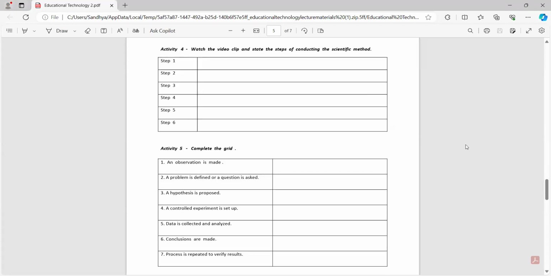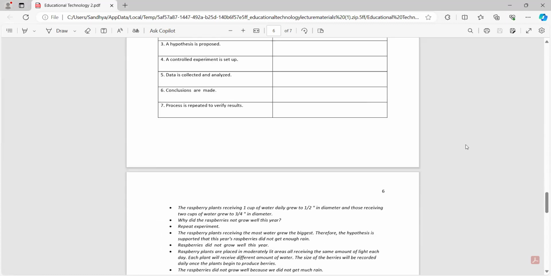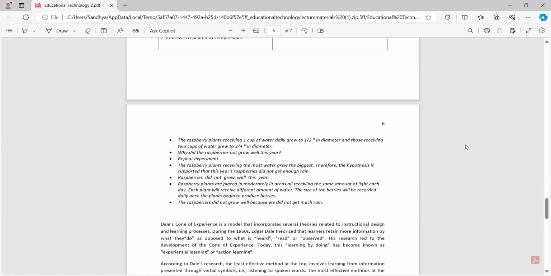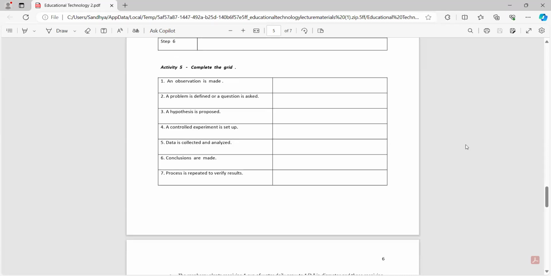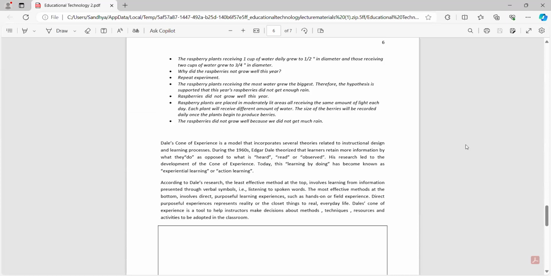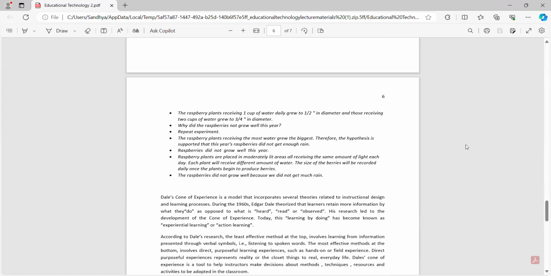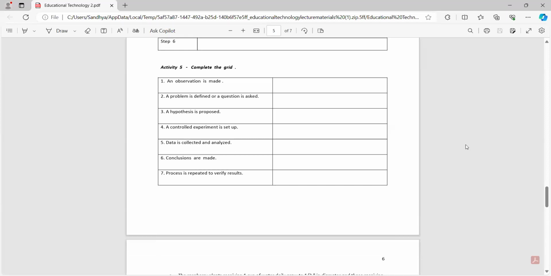Okay. So complete the grid, activity 5. Here I have some bullets and I have the 7 steps of the scientific method. An observation is made, a problem is defined or question is asked, a hypothesis is proposed, a controlled experiment is set up, data is collected and analyzed, conclusions are made, and the process is repeated to verify results. That is how the scientific method is conducted. So you can match this. Can you look at this and see what is the first one? That is, an observation is made.